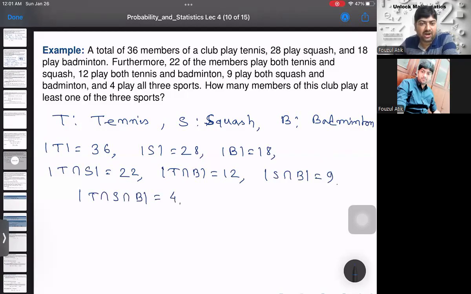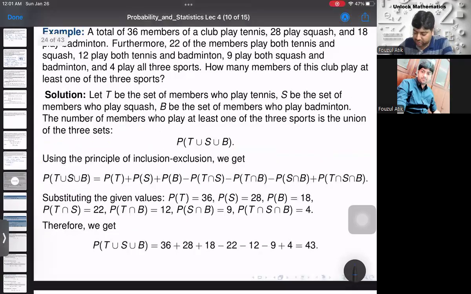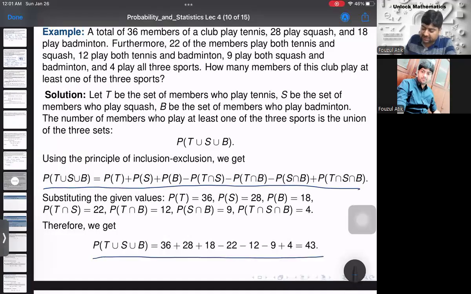Now you know what you have to do. How many members of this club play at least one of the three sports? So you have to take the cardinality of T union S union B, and by the inclusion-exclusion identity, which also holds for sets, you have the formula. If you put in the values, you'll get the answer. I'll just quickly show the answer. This is the formula, and after that you substitute all the values, and you'll get the value 43. Right?